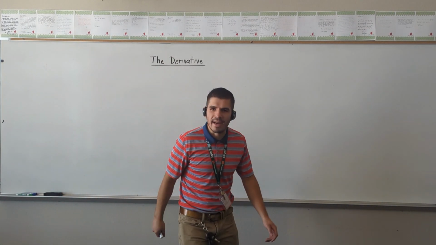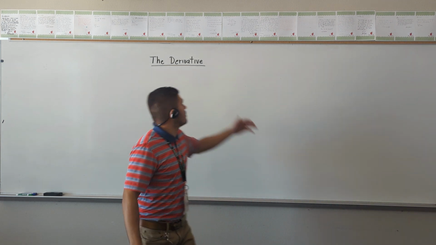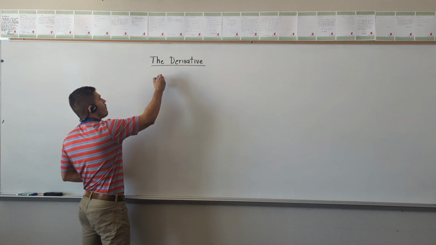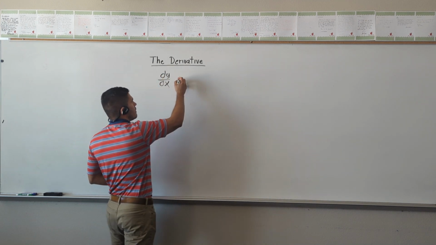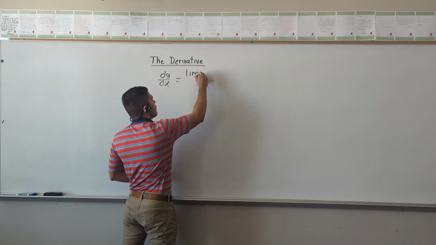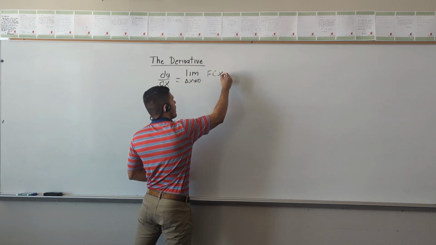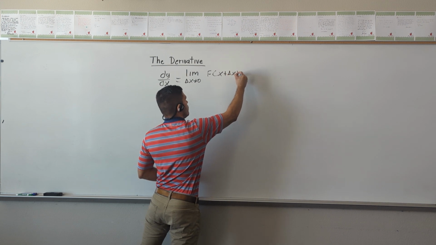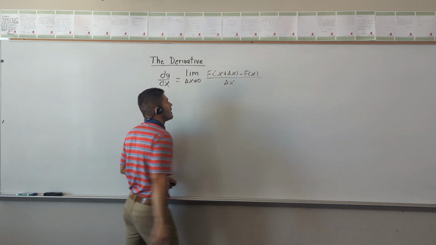All right, welcome back. So now we've been introduced to the idea of what the derivative is. Let me go ahead and rewrite it again so we don't forget. We learned that the derivative, which is changing y over changing x, is equal to the limit as delta x approaches 0 of f of x plus delta x minus f of x over delta x.